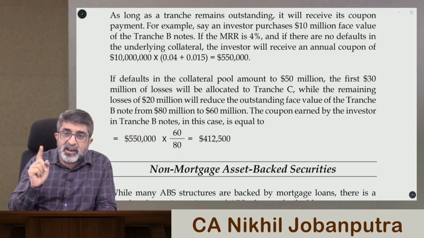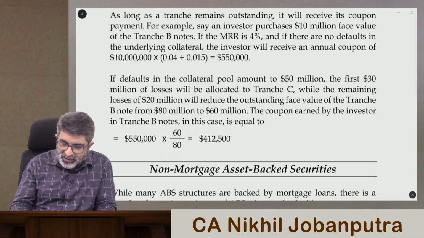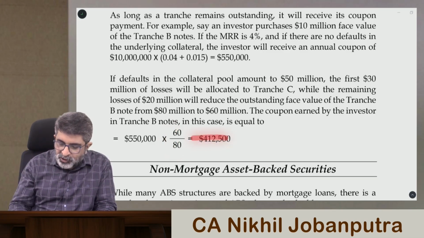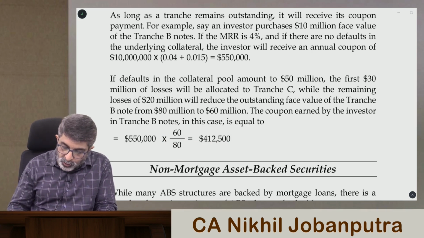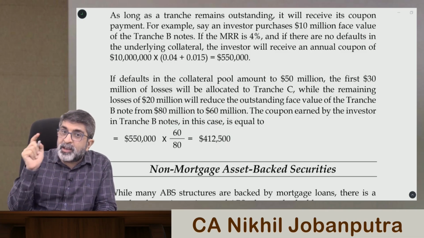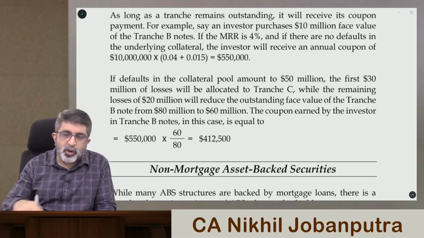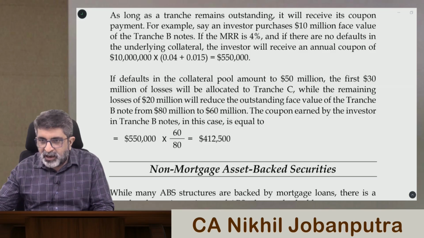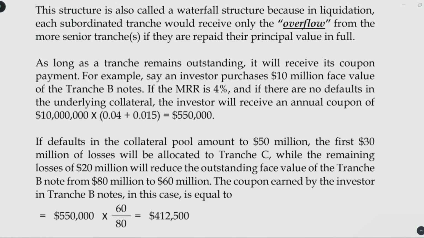Proportionately, the $550,000 coupon payment will be adjusted by the ratio of 60 by 80, which comes to $412,500. So what is the coupon payment that you are going to make in case of losses in the asset pool? Not just the principal, but even the coupon payments will be getting affected. That is what this example is trying to convey. I'll just show that working in detail over here for your reference.